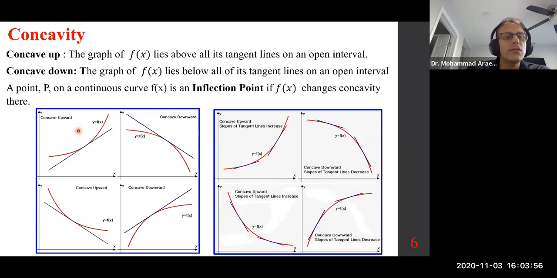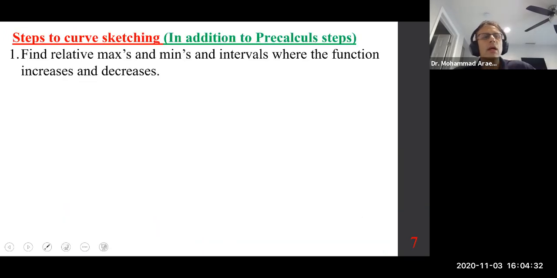In the case of a concave up, the graph is above its tangent line. In the case of a concave down, it's below its tangent line. Also look at this one, the same thing that I was explaining before. If you look at this tangent line, okay, the slope of this tangent line versus this one has a larger slope, and therefore f prime is increasing, okay? But for this case, it's the other way around, the f prime is decreasing.